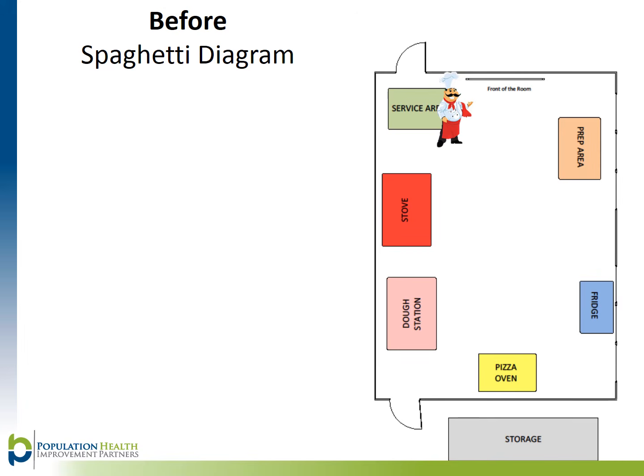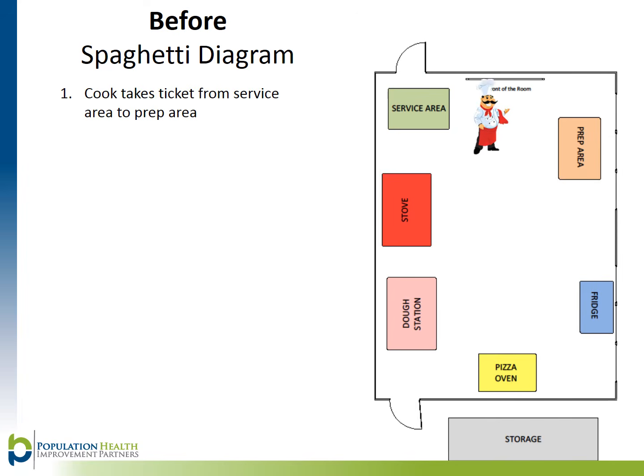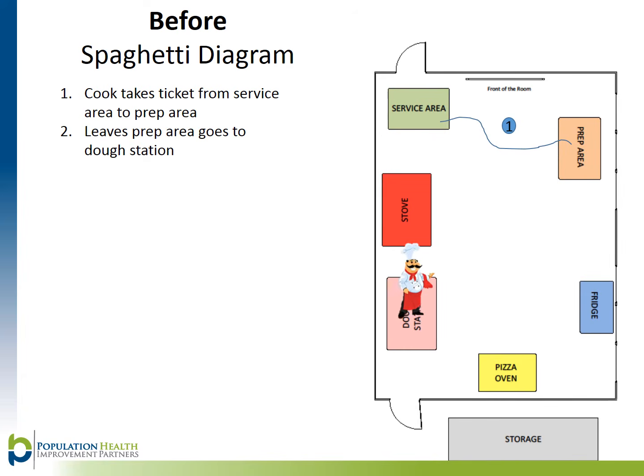Let's look at this example spaghetti diagram. The diagram walks you through the current process, the before, of making a pizza, and allows you to visually see the flow. Step 1. The cook takes the ticket from the service area to the prep area. Step 2. Then leaves the prep area and goes to the dough station.